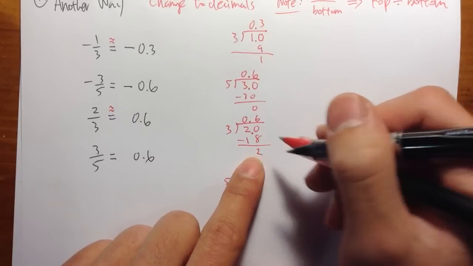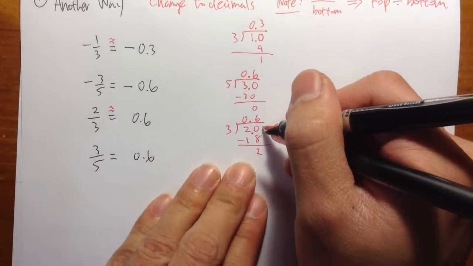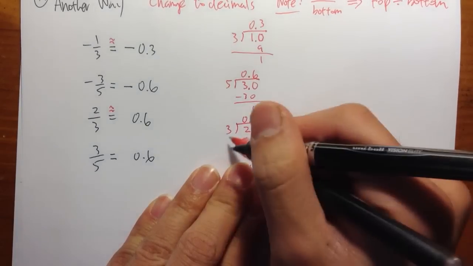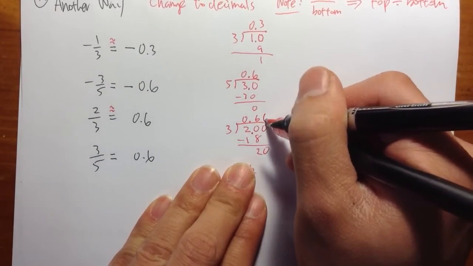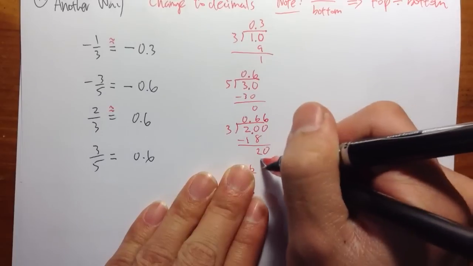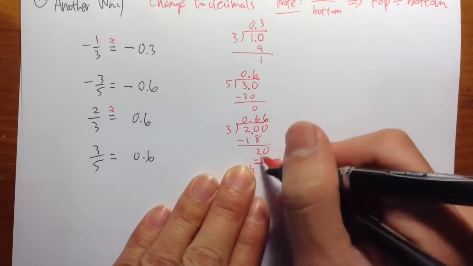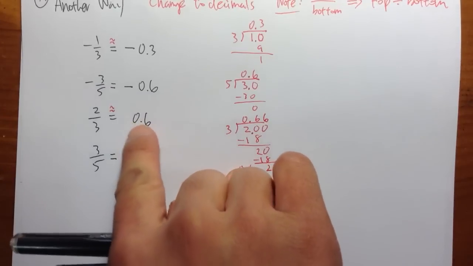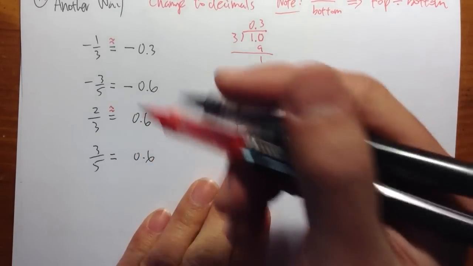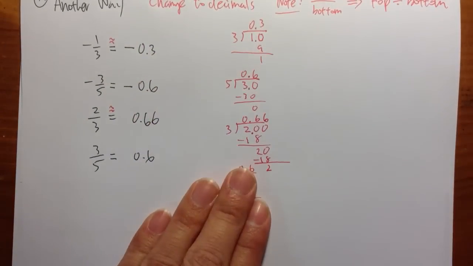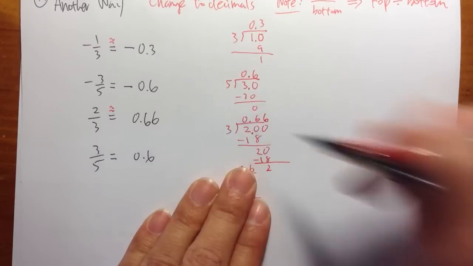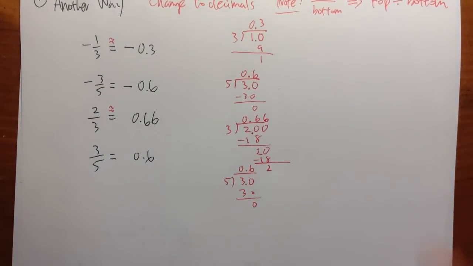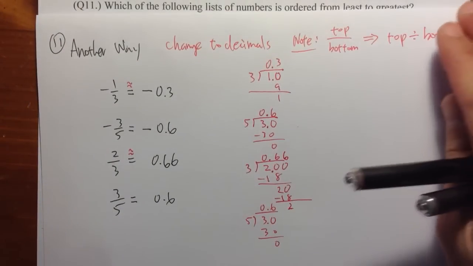So let's come back here and do a little bit more. I can put another 0 here, and another 0 here, and bring this 0 down. 3 goes into 20 another 6 times. 6 times 3 is 18. When we subtract, you get remainder 2. So 2/3 is about 0.6 and another 6 after that, so 0.66. Actually it's 0.666 forever because the remainder is always going to be 2. But this should be enough information for us to compare all these numbers.